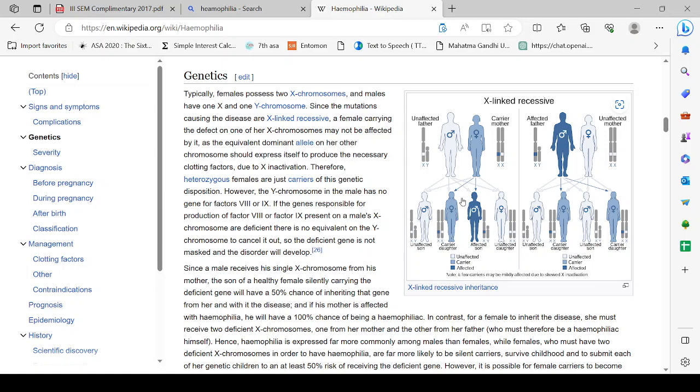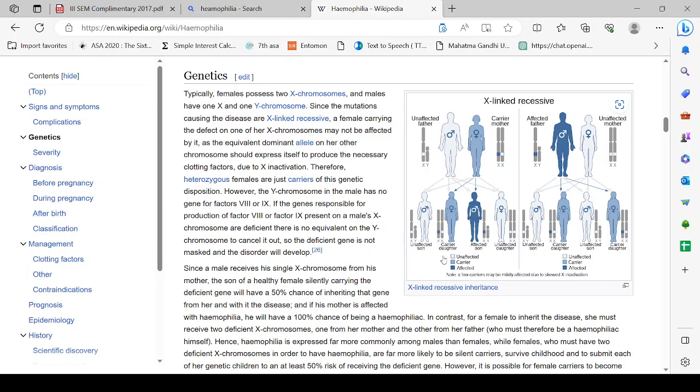During a combination, if this unaffected X chromosome and this X match together, for example, this is a normal X from the father, and from the mother also a normal X is coming. That will result in a combination of X and Y, and the son will be unaffected. Unaffected means he won't have any problem of hemophilia. That is why this white dot is showing here.